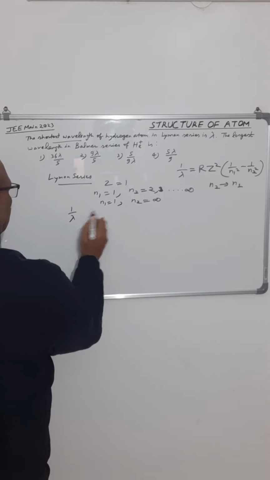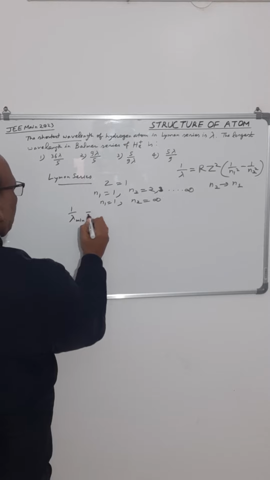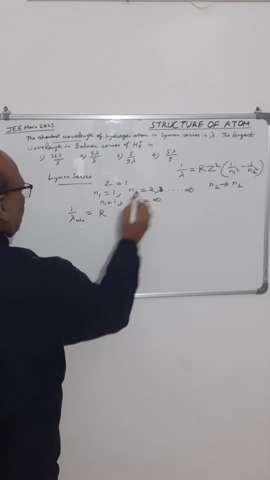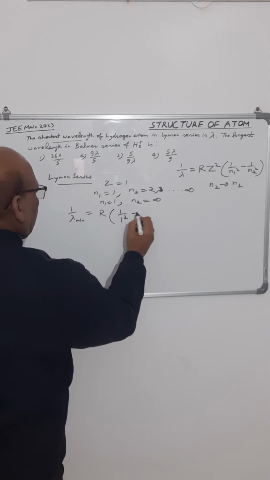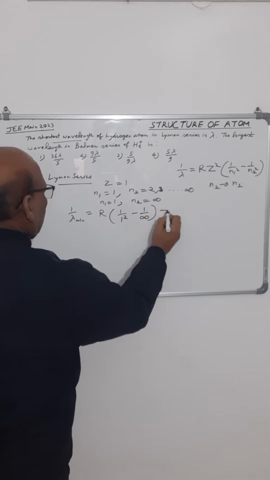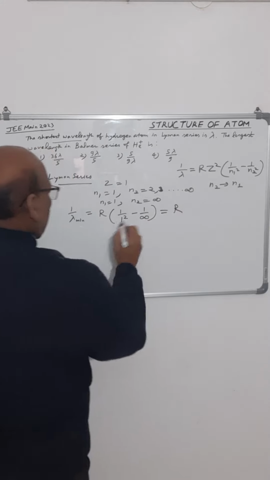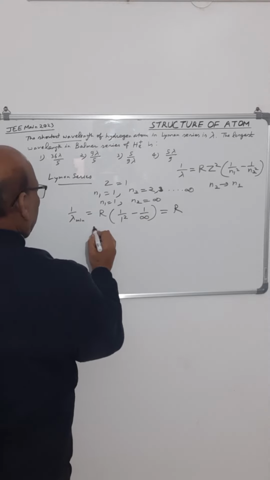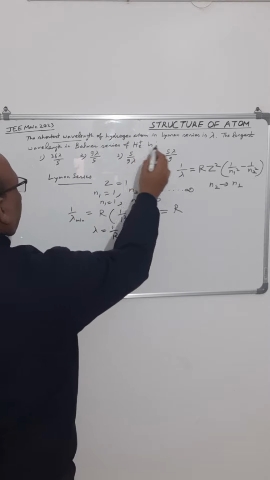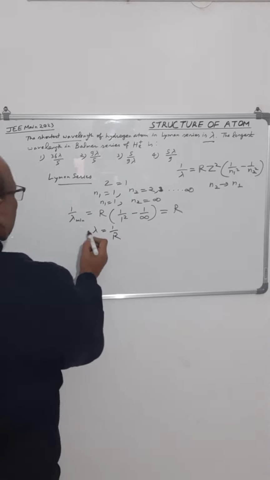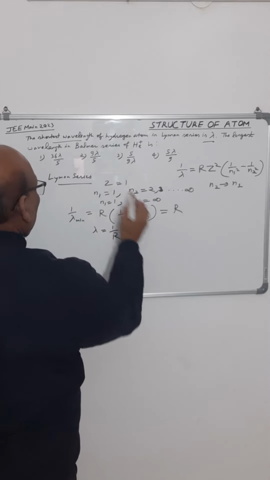So this equation becomes 1 upon lambda minimum equal to R, with Z equal to 1, into 1 upon 1 square minus 1 upon infinity. So we will get R, because 1 upon infinity is 0. So we can say that lambda is equal to 1 upon R, because it is given that lambda minimum is lambda. So lambda is equal to 1 by R for the shortest wavelength.